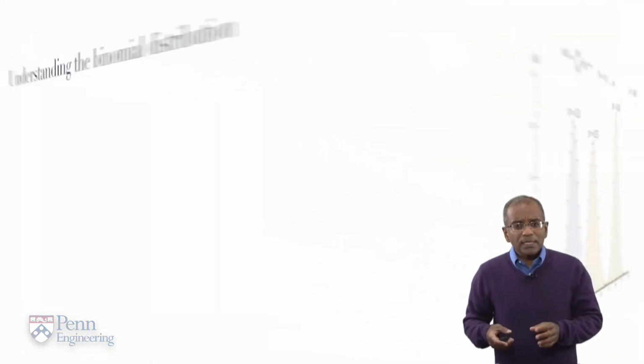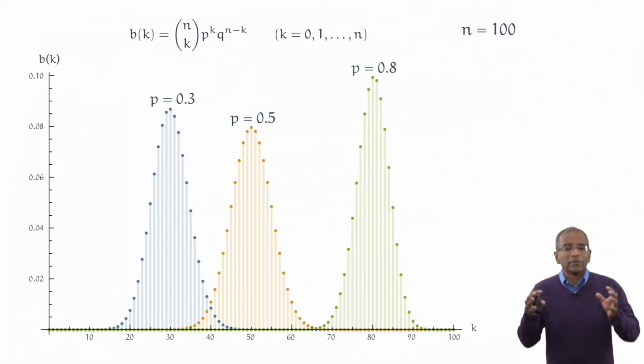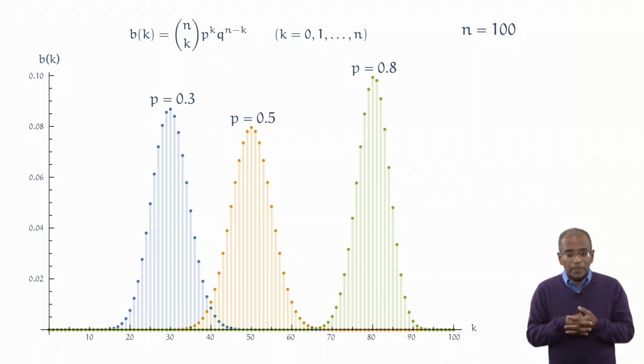So accordingly, let's jump right in and start with an image that we have seen before. On the screen you see examples of three binomial distributions. We have fixed the number of trials at n equal to 100 and varied the success probability from 0.3 to 0.5, that is to say a fair coin, to 0.8. And the mass functions are plotted on the screen for you.